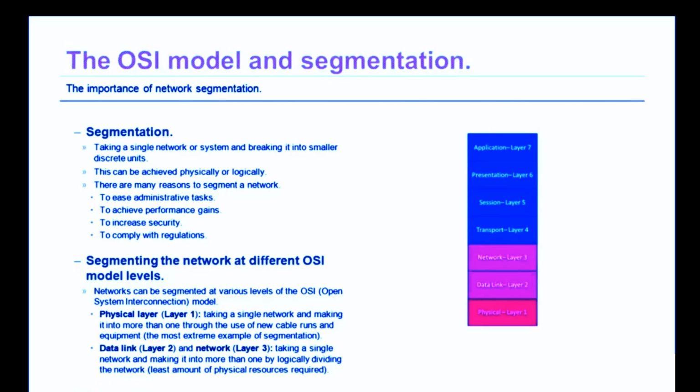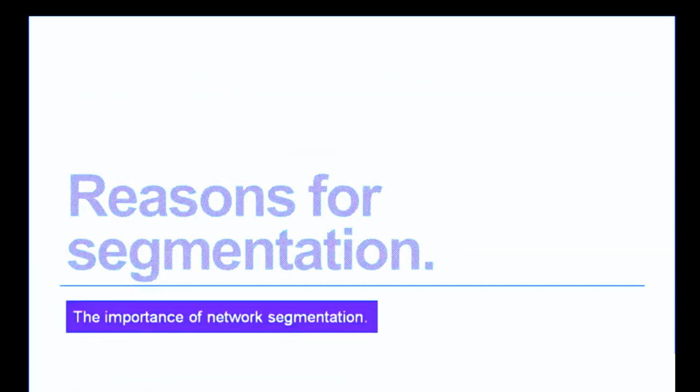You can also segment a network logically at the data link layer, which is layer 2, or at the network layer, which is layer 3 of the OSI model. This is taking a single network and making it into more than one by logically dividing the network. The logical segmentation of a network takes the least amount of physical resources to achieve it. Now let's move on to reasons for segmentation.